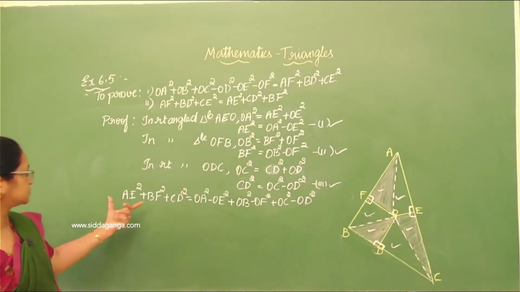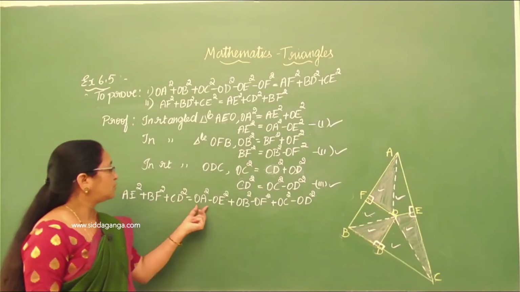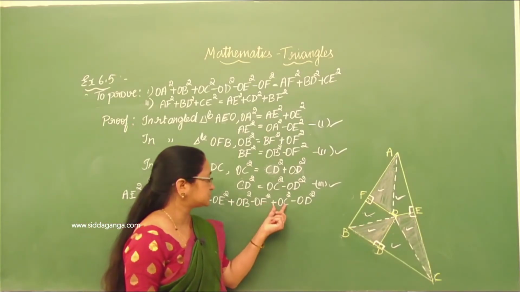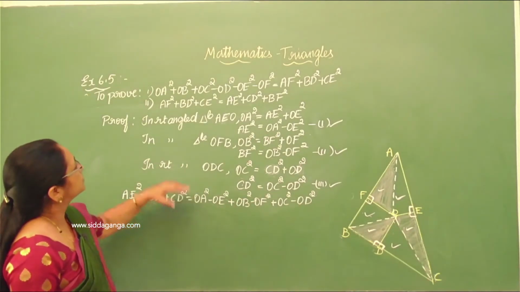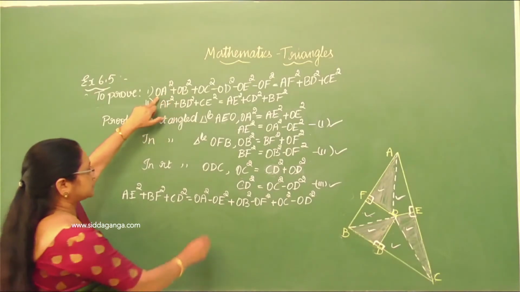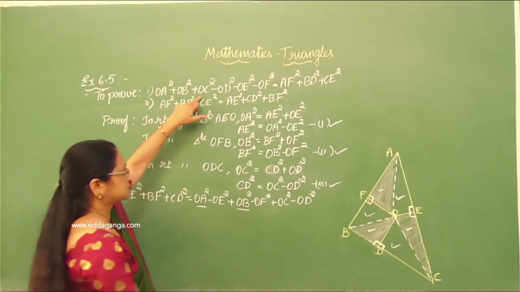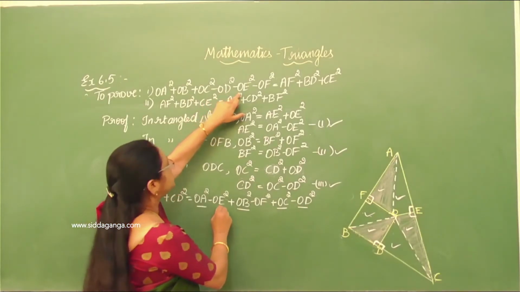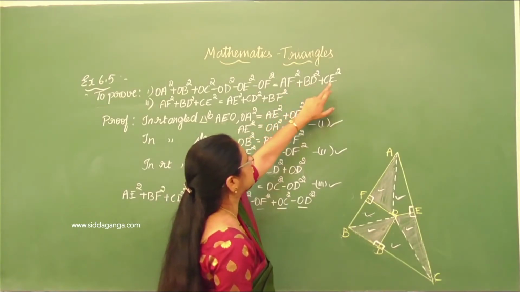Okay, I hope you understood. So AE square plus BF square plus CD square is equal to OA square minus OE square plus OB square minus OF square plus OC square minus OD square. Now just observe this carefully. Look at the first results we got. OA square plus OB square plus OC square minus OD square minus OE square minus OF square is equal to AF square plus BD square plus CE square.